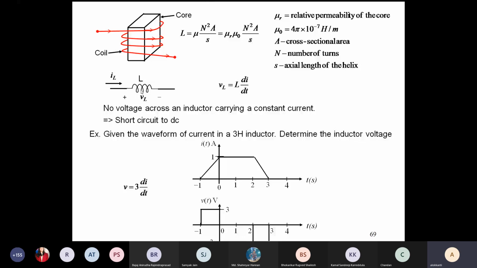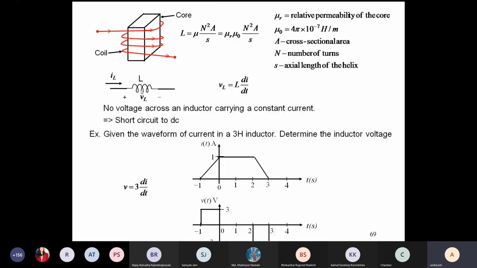It can be due to the value of the current changing, or it can be due to relative motion of the coil and so on. Somehow the flux inside the coil has to change, and that will generate a voltage which will oppose the cause. These things you already know from your school level. So if the value of the current is constant, there is no voltage across a coil.